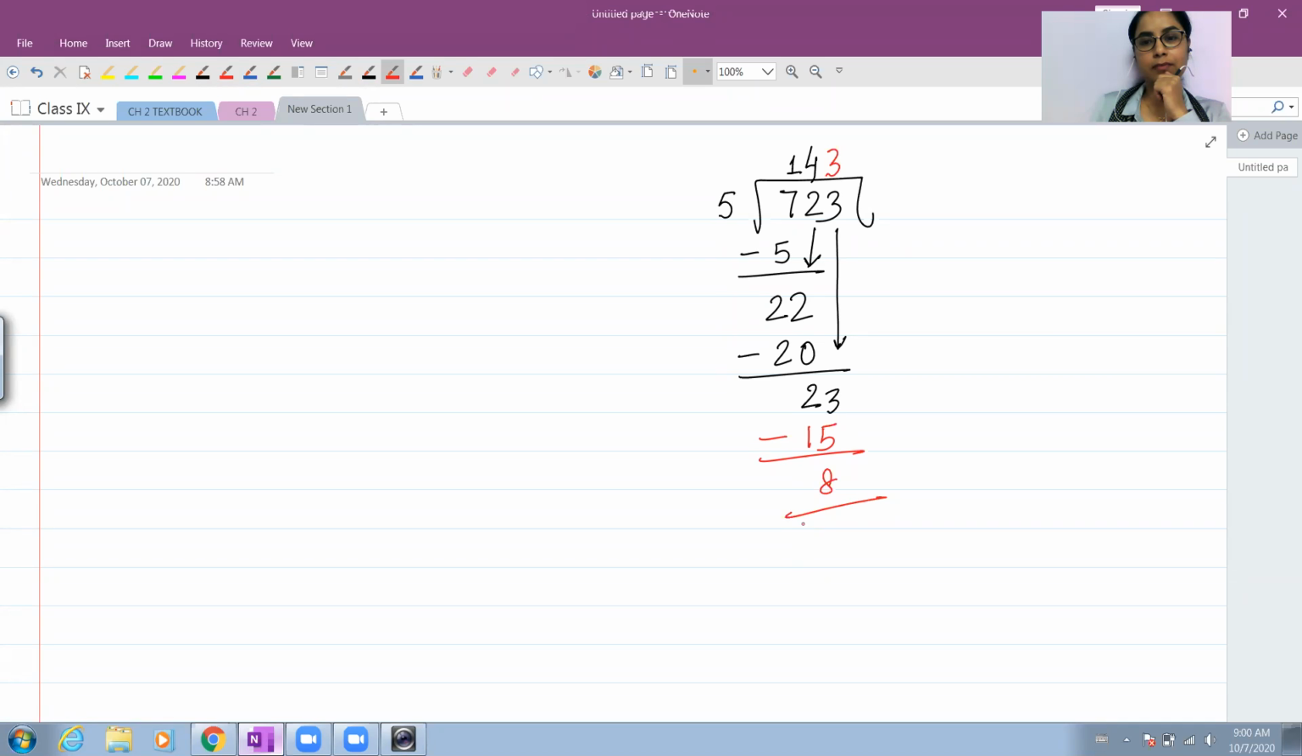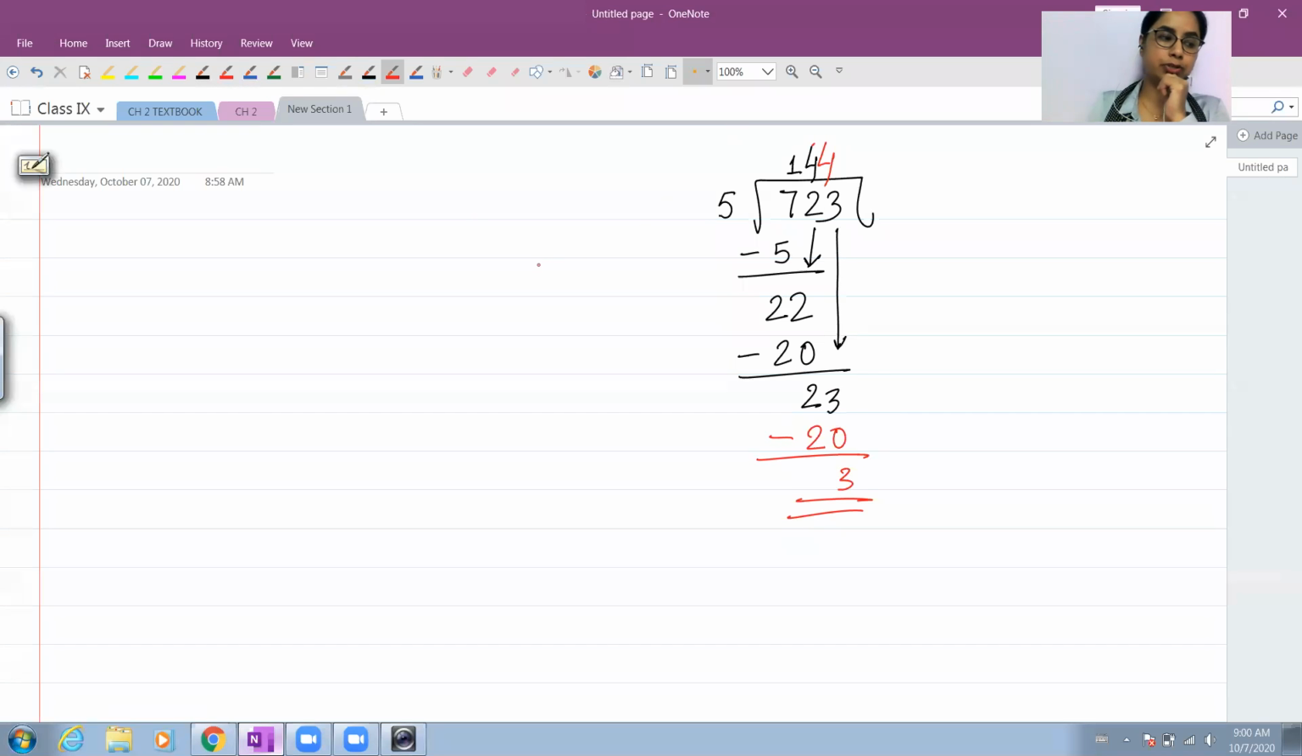Dividend will be increased. This is wrong. This is wrong because the remainder is greater than the divisor, right? So the correct answer would have been using a 4 here, and then you would have the product 20, and the remainder would be 3.